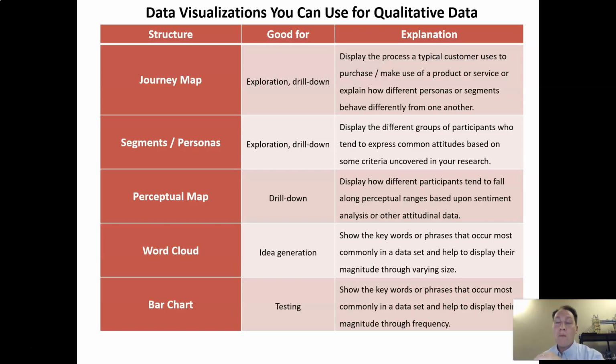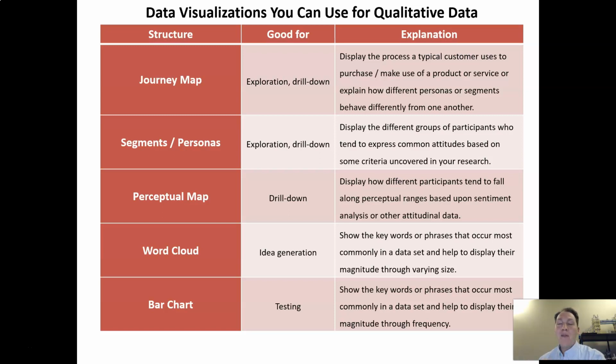We can also use perceptual maps. Perceptual maps, again, can be built through quantitative means, but they're also able to be built through qualitative data. They're often used in a drill down capacity, and they can display how different participants tend to fall along perceptual ranges based upon sentiment analysis or other attitudinal data.